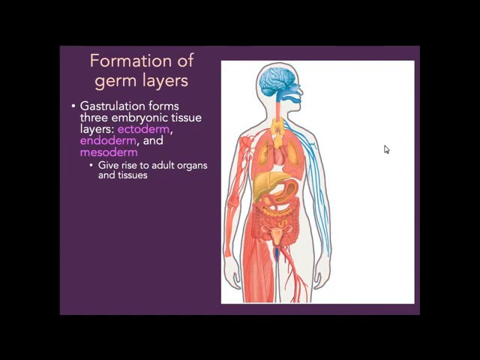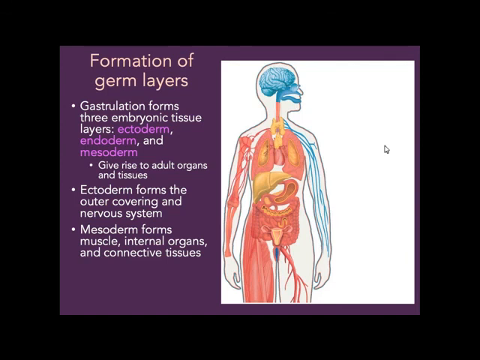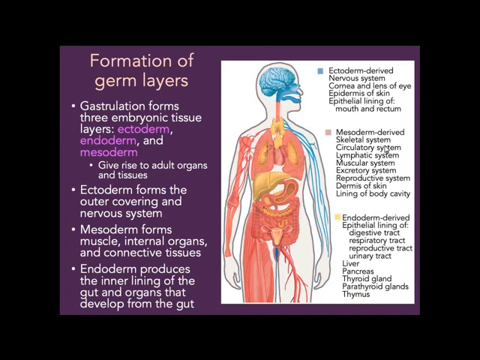Okay, so we talked about how gastrulation forms three embryonic tissue layers, ectoderm, endoderm, and mesoderm, and these give rise to the adult organs and tissues. The ectoderm, which is shown in blue here, forms the outer covering of the body, like the skin, and the nervous system. The mesoderm, which is shown in red, forms the muscle, internal organs, and connective tissues, and the endoderm will produce the inner lining of the gut and some of the organs that derive from the gut, which you can see include part of the trachea.